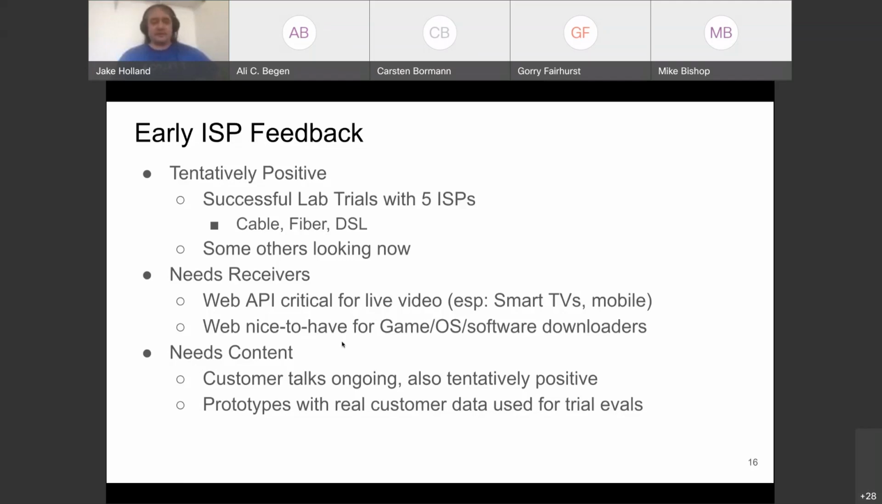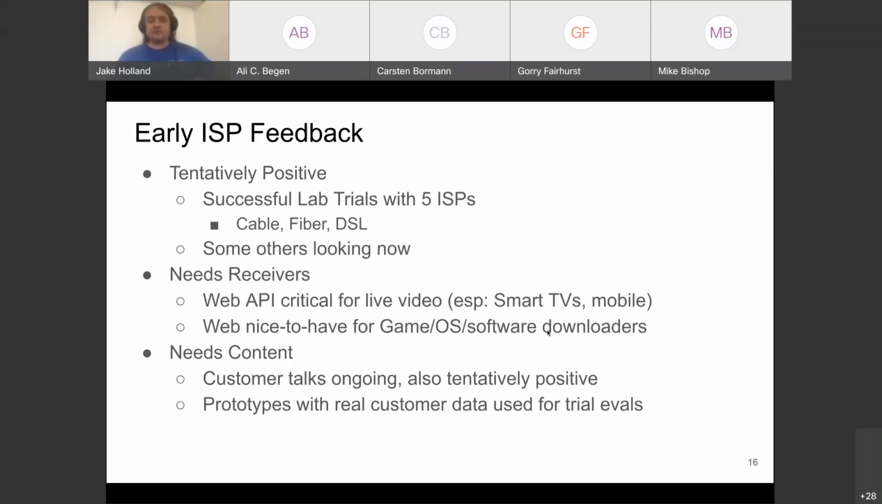It looks like the web API we consider critical for live video. Smart TVs actually, something like 60% of them apparently are using web APIs to receive the traffic. And if we can get a good satisfactory solution in there that can be used by web applications, then we can start hitting the smart TVs with this traffic.